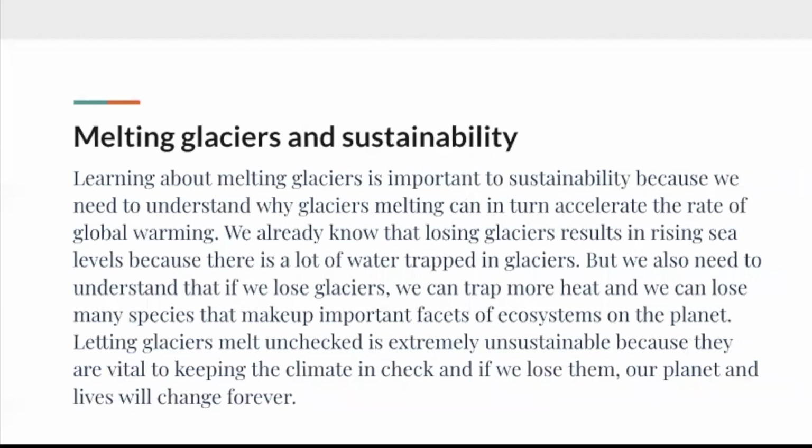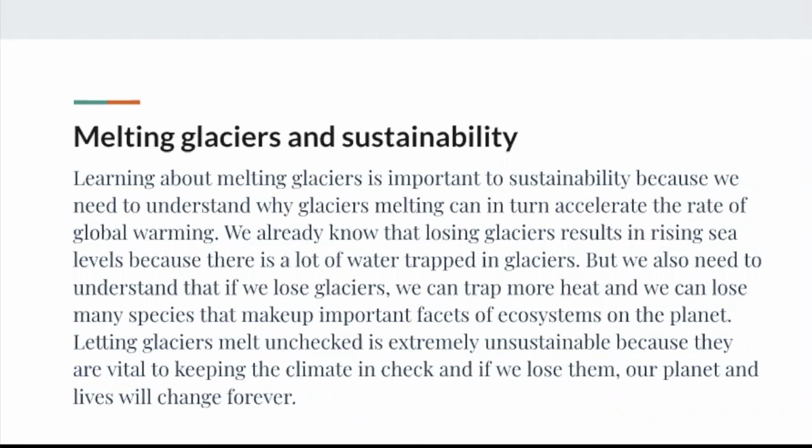So, why are melting glaciers important to sustainability? Learning about melting glaciers is important to sustainability because we need to understand why glaciers melting can in turn accelerate the rate of global warming. We already know that losing glaciers results in rising sea levels because there is a lot of water trapped in glaciers. But we also need to understand that if we lose glaciers, we can trap more heat and we can lose many more species that make up important facets of the ecosystems on the planet.